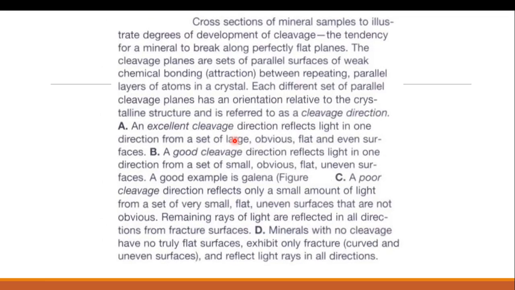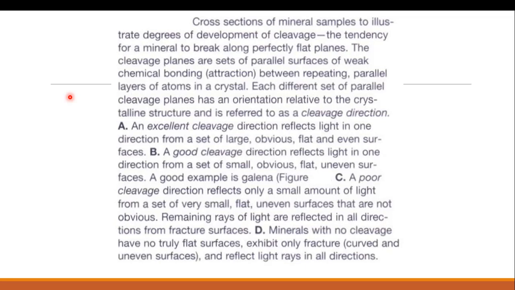Here are cross sections of mineral samples to illustrate the degree of development of cleavage, the tendency for a mineral to break along perfectly flat planes. The cleavage planes are sets of parallel surfaces of weak chemical bonding between repeating parallel layers of atoms in a crystal. Each different set of parallel cleavage planes has an orientation relative to the crystalline structure, referred to as the cleavage direction. Number 1, we have an excellent cleavage direction, reflecting light only in one direction from a set of large obvious flat and even surfaces.